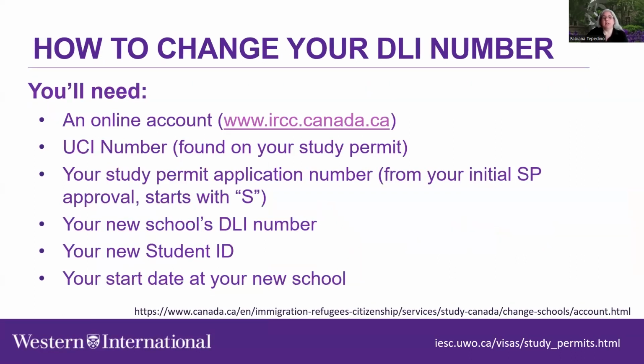So to change your DLI number, you will log in to the same portal that you would to apply for a study permit extension. You will need your UCI number, which is found on your study permit, your study permit application number, which can be found in the initial letter you received when you first applied for a study permit approval. And your application number will start with the letter S. You'll also need your new school's DLI number, your new student ID, and your start date at the new school, being Western.